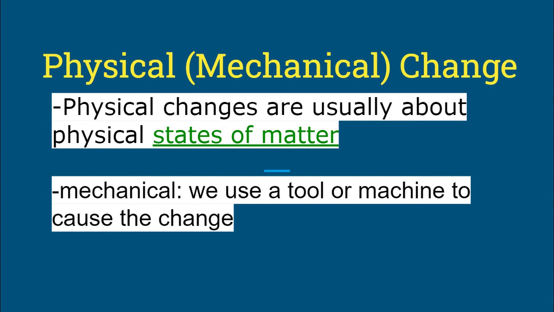So physical and chemical change, remember, physical can also be considered mechanical change. This is a physical change, which is usually a state of matter. Mechanical is just another way to say it. And I put the definition for mechanical here so we can look at it. We use a tool or a machine to cause the change. So, for instance, in our mouth, we talked about a physical or mechanical change, and the tool that's changing our food is our teeth.